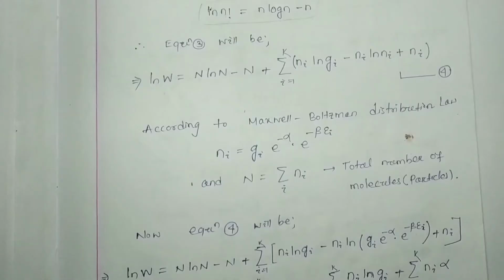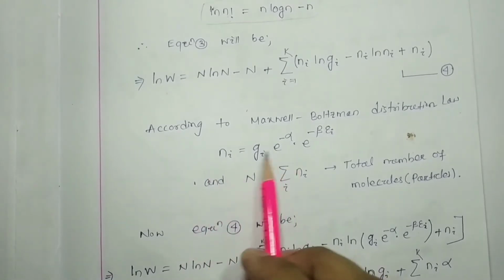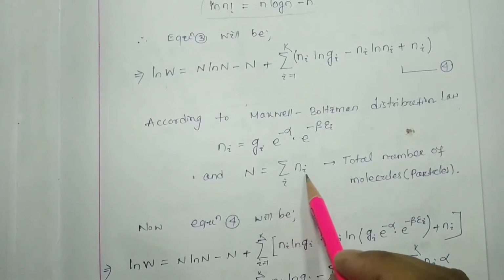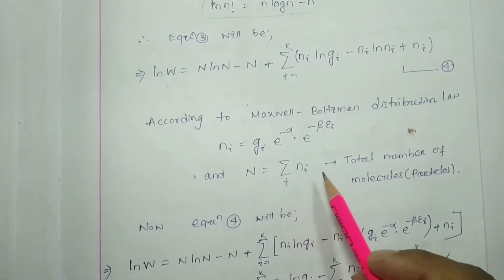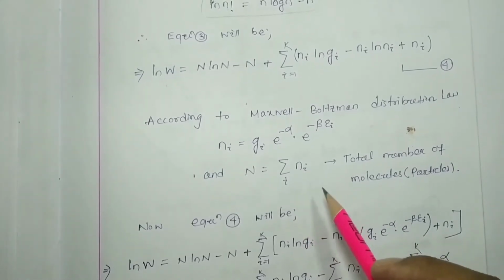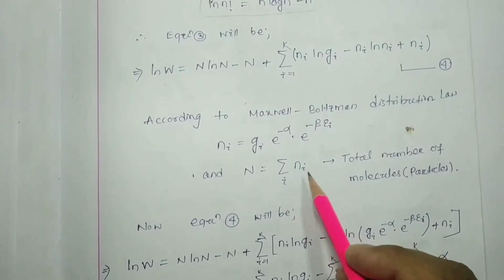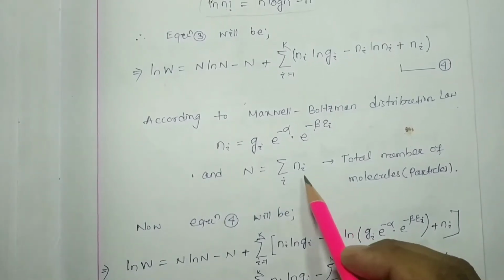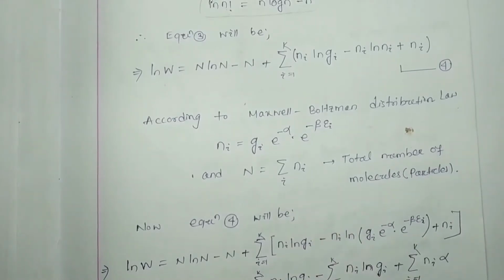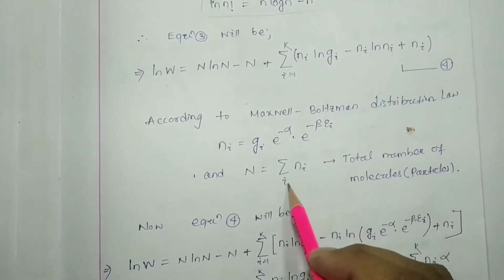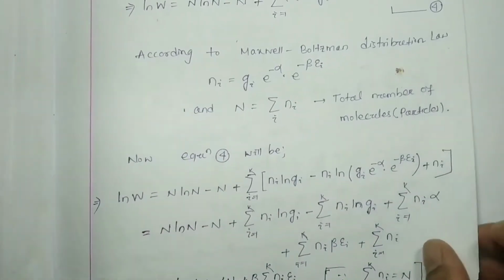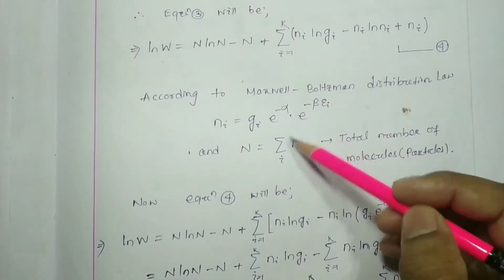Okay, so this one, and n equal to summation over each and every compartment of particles. So n1 is the number of particles or molecules in compartment 1, n2 belongs to compartment 2. So the total number of particles or molecules will be summation over i of ni, that is your capital N. So now equation number 4 is going to be modified by considering these two expressions.